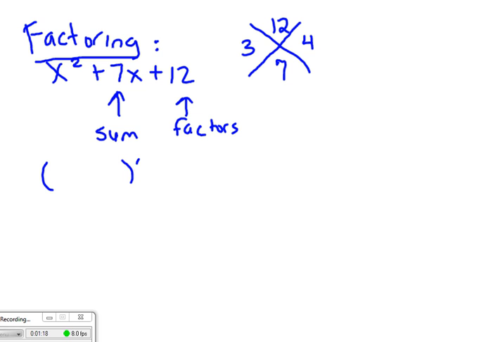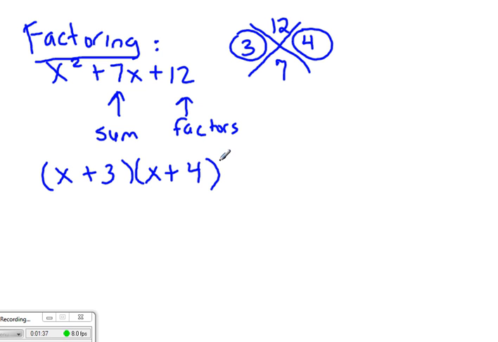Once you have those factors, you basically just plug everything in to parentheses. So my x, basically x times x is what gives me x squared. And then I just take these two numbers, including their signs, and I plug them in here. Doesn't matter if I put the 4 first or the 3 first. That's it. So I usually have students ask me, well, what happened to the 7x?